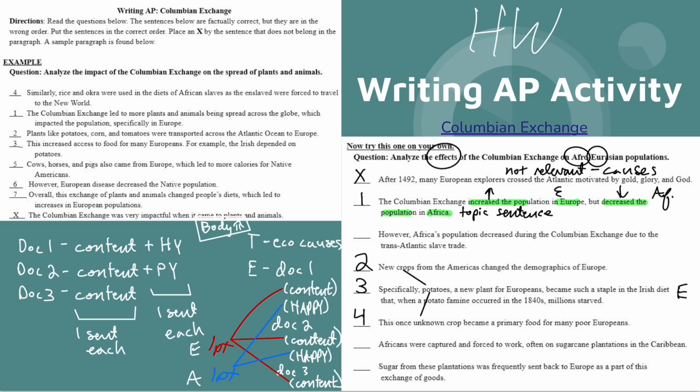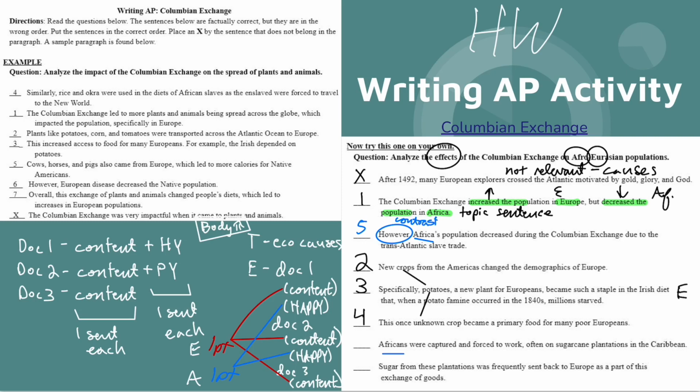The remaining sentences don't talk about European population anymore. Here we have African population, and then sugar from the plantations. So now we're switching. The topic sentence was sentence 1. The effects on Europe were sentences 2, 3, and 4. Now we're talking about the effects on Africa. However, transition. Since Europe increased its population, that's a contrast to Africa decreasing their population. Okay, so 5 would be here.